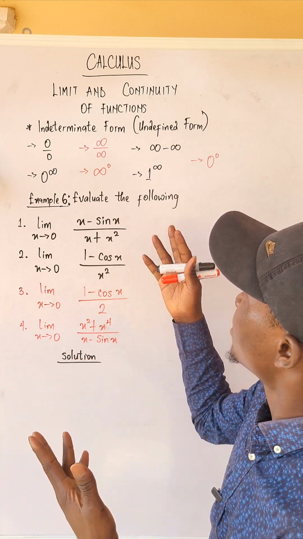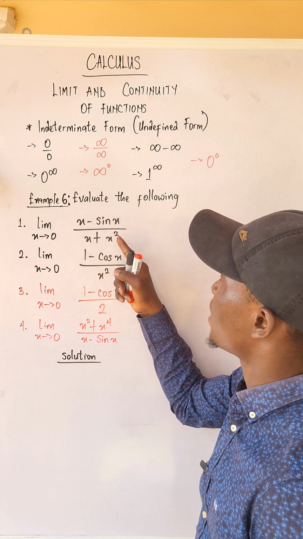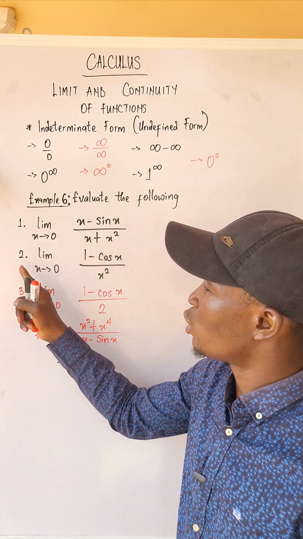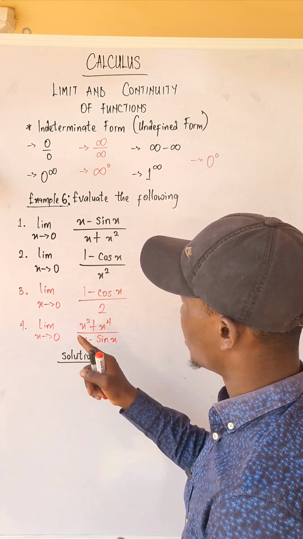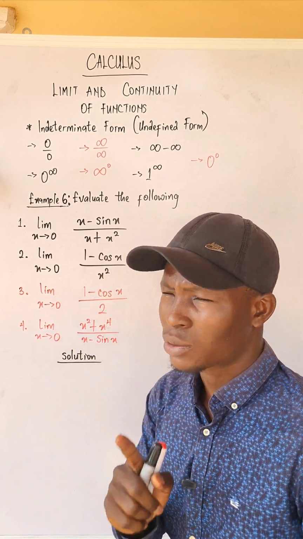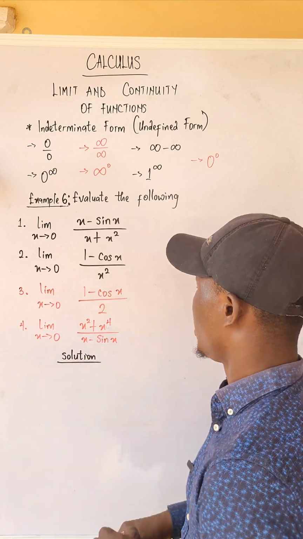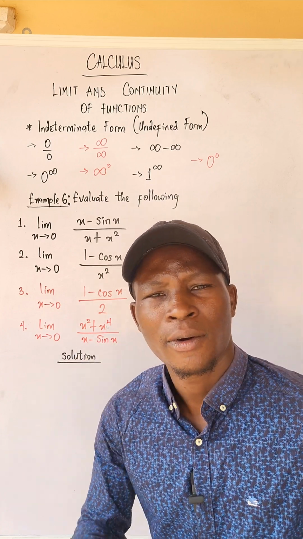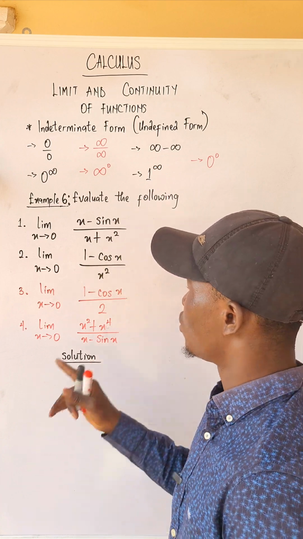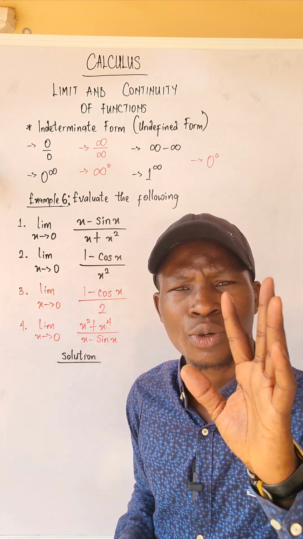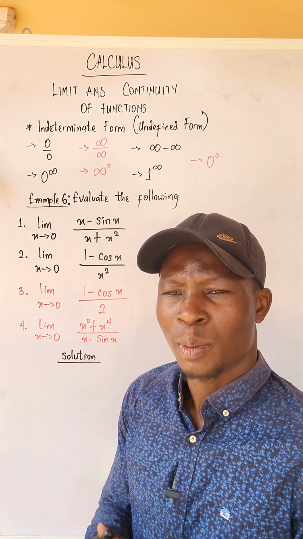Now, the question says evaluate the following. Question 1: limit as x tends to 0, x minus sin x over x plus x squared. Question 2: limit as x tends to 0, 1 minus cos x over x squared. Question 3: limit as x tends to 0, 1 minus cos x over 2. Question 4: limit as x tends to 0, x squared plus x raised to power 4 over x minus sin x. You know the way we used to do it now? I'll solve questions 1 and 2, you solve questions 3 and 4. So I'm solving the one in black, you're solving the one in red.